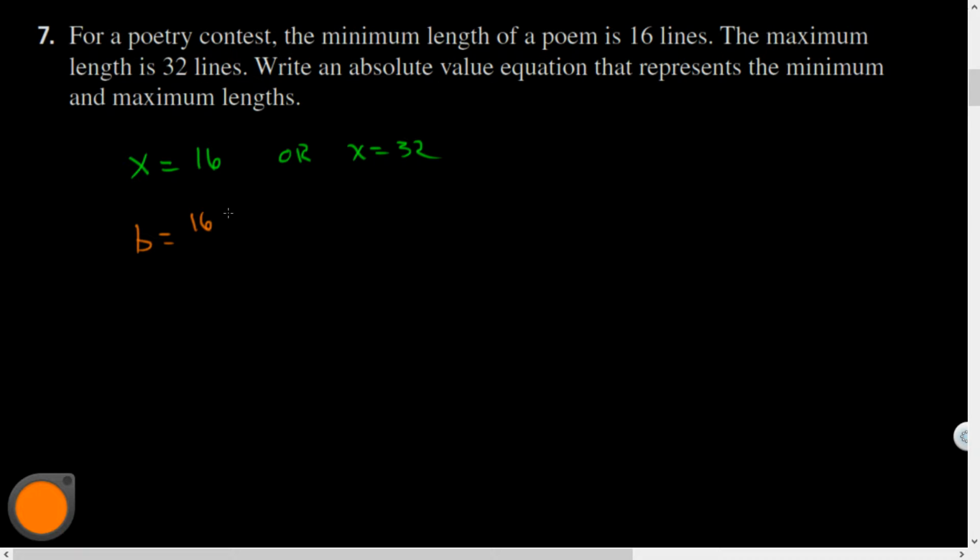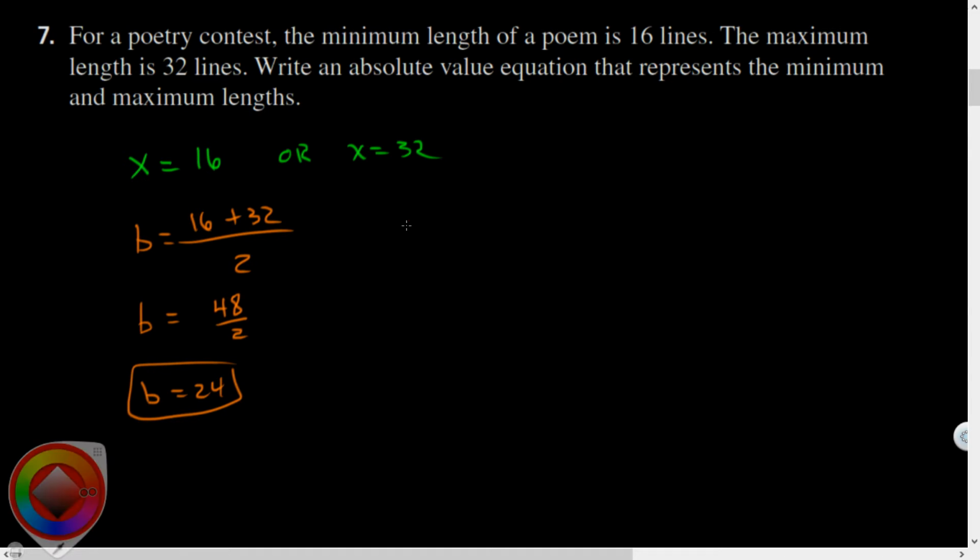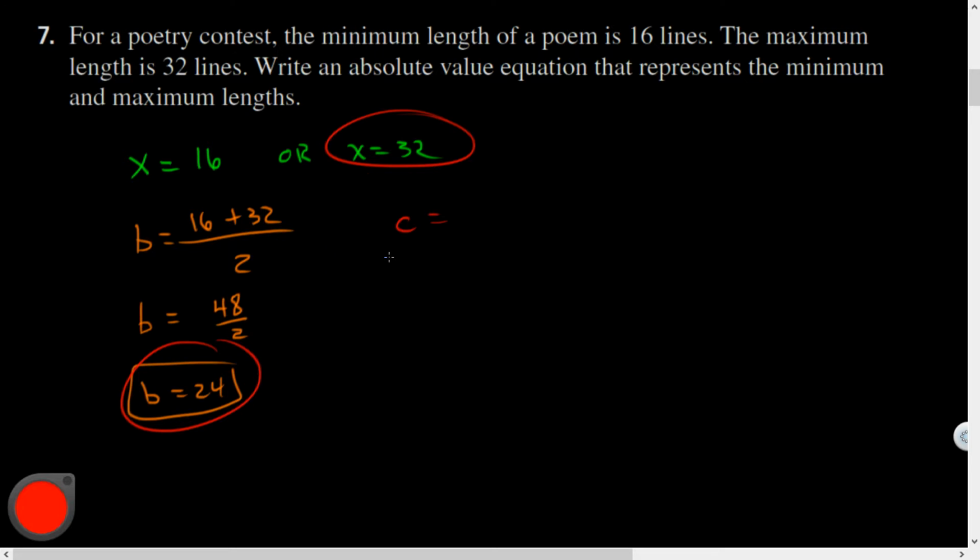Yeah, add them up, divide them by 2. Or you might be able to just look at those and figure out the average. I don't know. 16 plus 32 is 48. Divided by 2 looks like B equals 24. I agree. And C is going to be the distance that either of these are from 24. So if you wanted to do it arithmetically, you could just do 32 minus 24. Or 24 minus 16. Either will work. So C is going to equal, looks like 8.